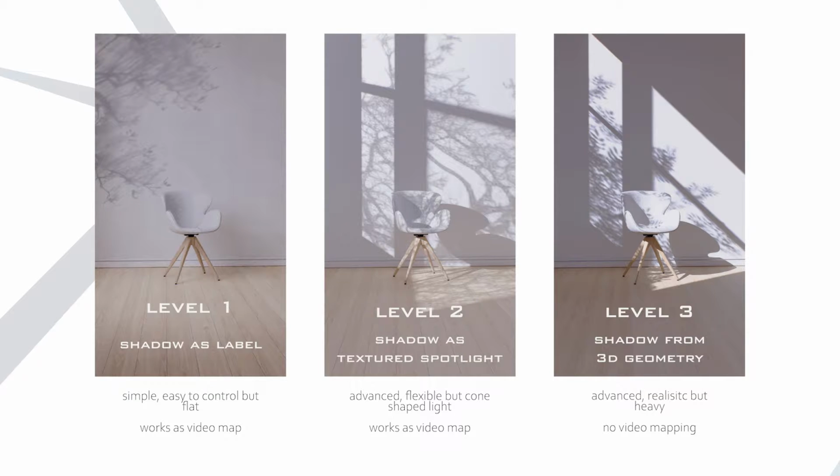The last level is level 3, where you use actual 3D geometry to create the realistic shadow for your scene. And there's no video mapping, but at the end of the video I will show you an alternative of how to get very simple motion, at least, to animate the scene even at level 3. So let's go.